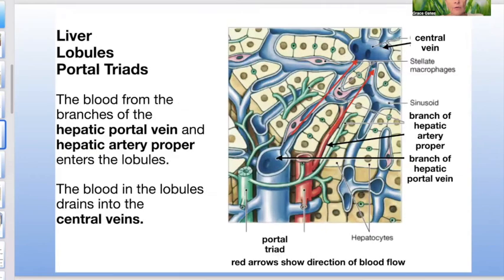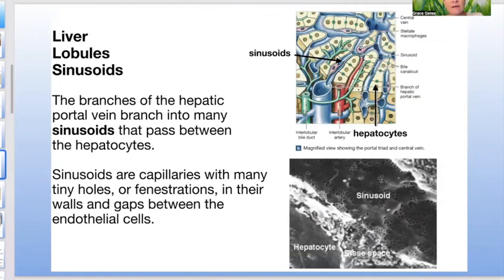The blood from the branches of the hepatic portal vein and hepatic artery proper enter the lobules. The blood that enters the lobules drains into the central vein, which is in the center. The branches of the hepatic portal vein branch into many tiny sinusoids that pass between the hepatocytes.